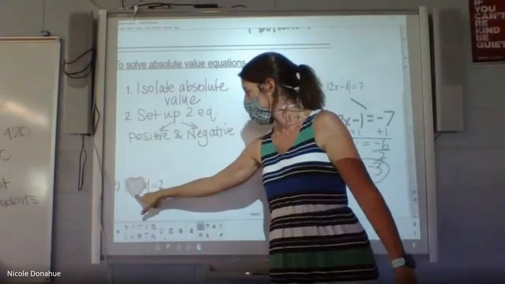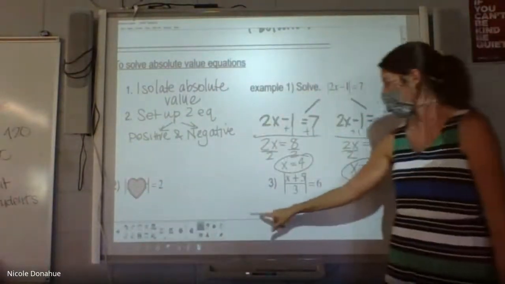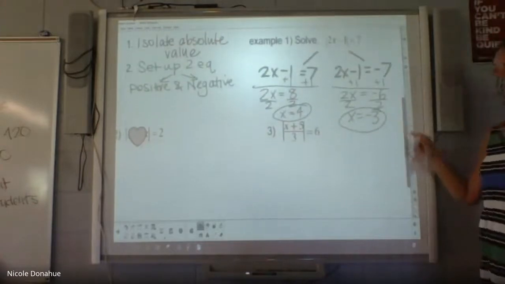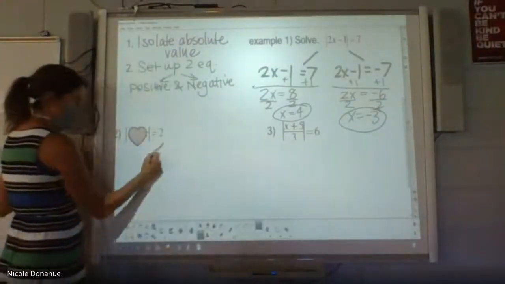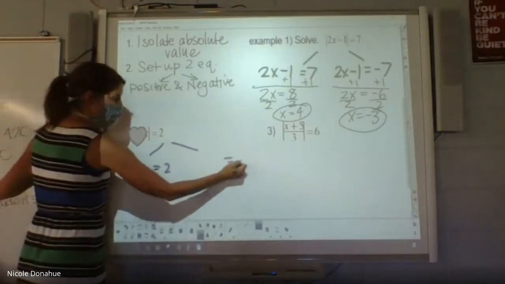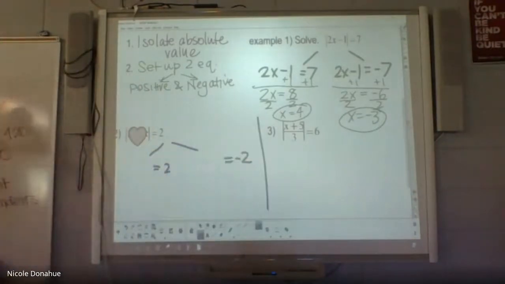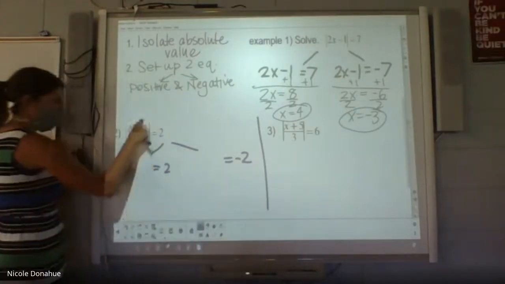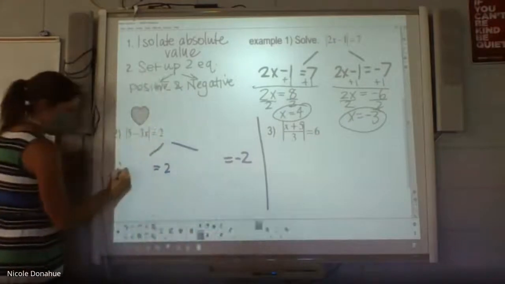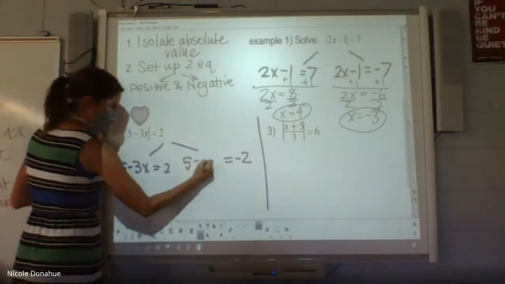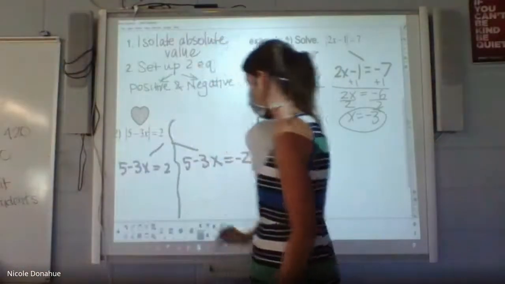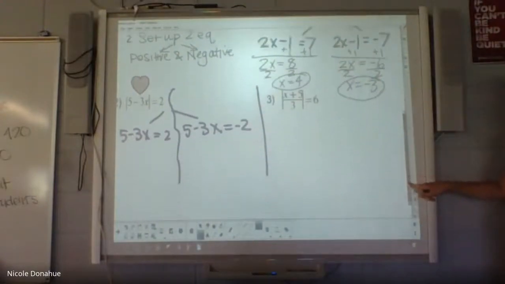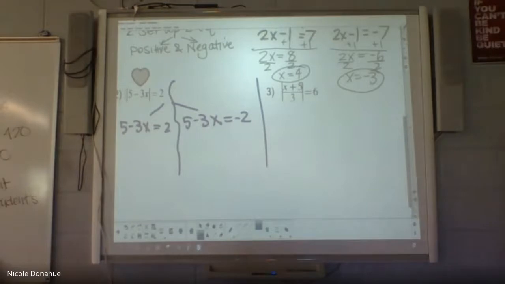Same idea down here. If I cover up what's in the absolute value, we know it could either equal what or what? 2 or -2. So right now, I don't even care what's underneath the heart. I'm going to say it equals 2 or it equals -2. So now I'm going to move the heart. So it's 5 minus 3x. I don't change anything about what's inside the absolute value quite yet. That makes sense, so setting up those 2 equations.